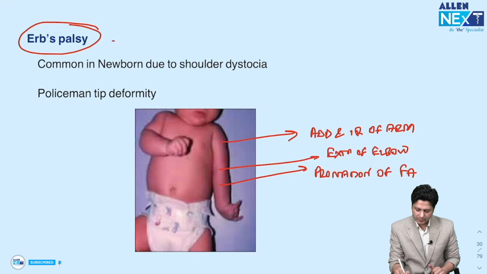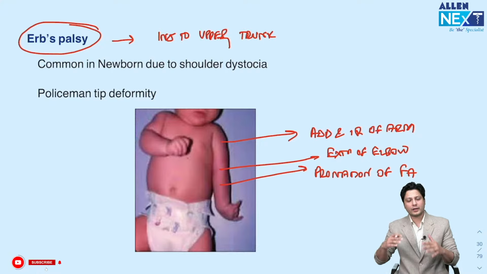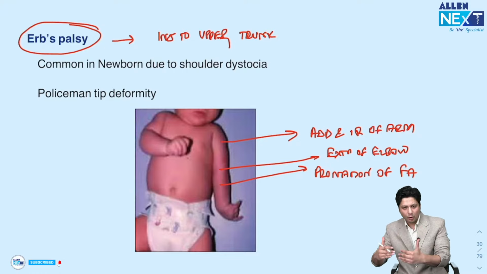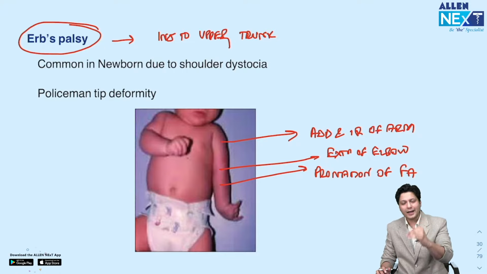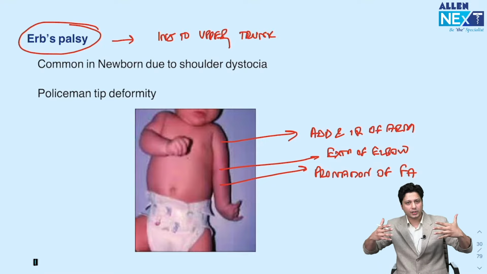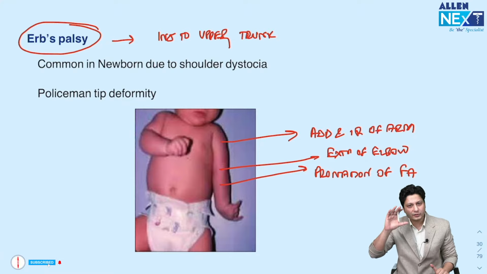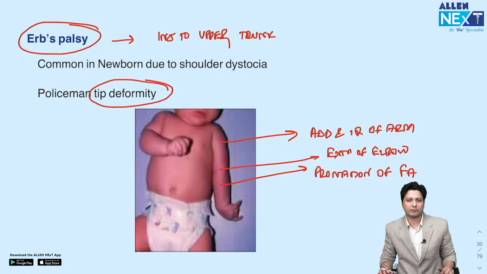And what happens in Erb's palsy? It is the injury to the upper trunk of the brachial plexus. Why? Because at the time of delivery, if the shoulder gets stuck under the pubis of the mother, then an untrained person might pull the child out, and there might be a tractional injury to the upper trunk of the brachial plexus. This is a very common phenomenon. The deformity is also known as the policeman tip deformity. This is something which you are aware of.